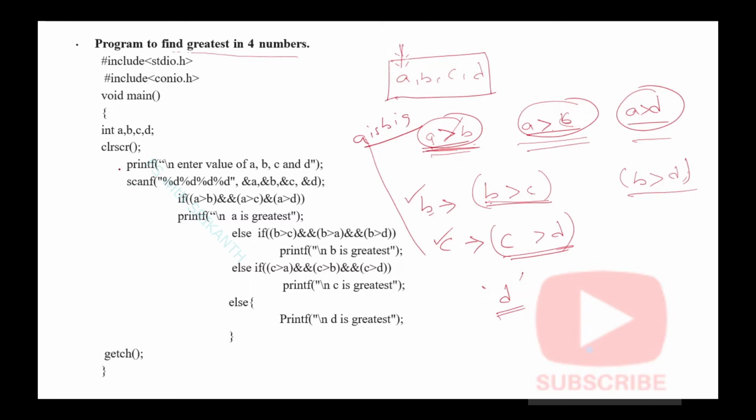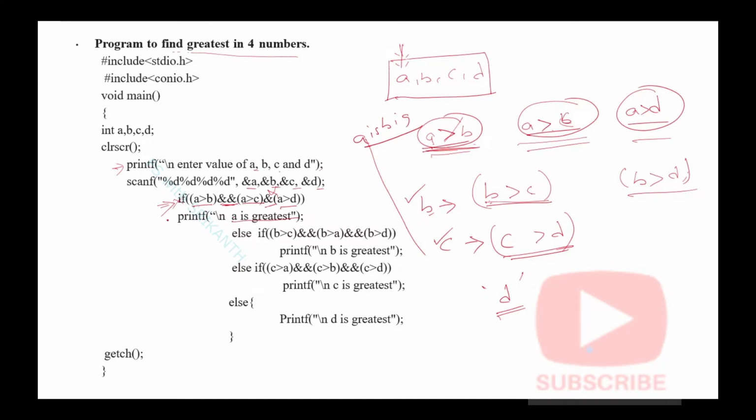Just observe here: we collect the data A, B, C, D and we store A, B, C, D here. Then we check the condition: A greater than B, A greater than C, A greater than D. When these three conditions must all be true, that's the reason we are using logical AND. Logical AND we place here. Both are true, it will be true. Then automatically it prints A is greatest.